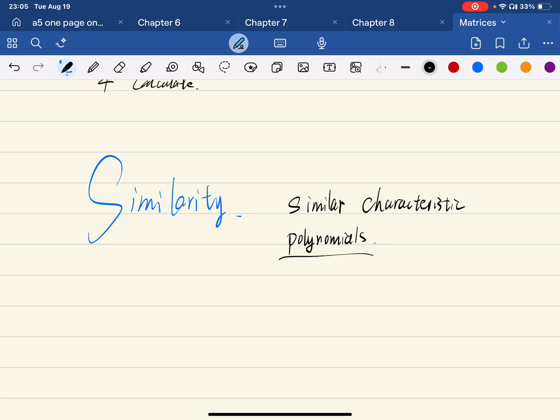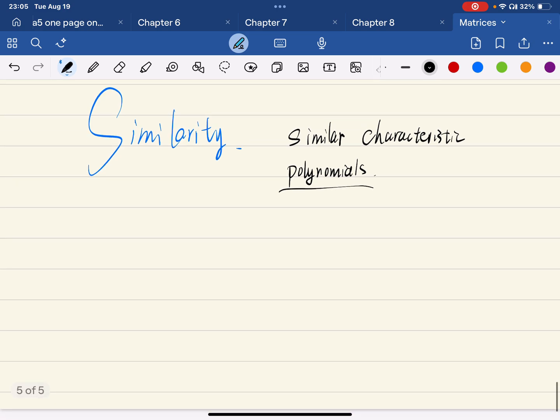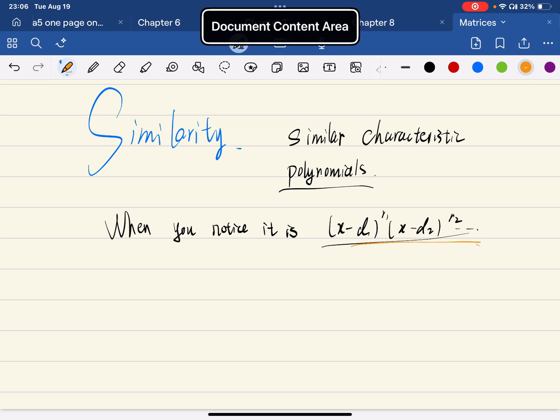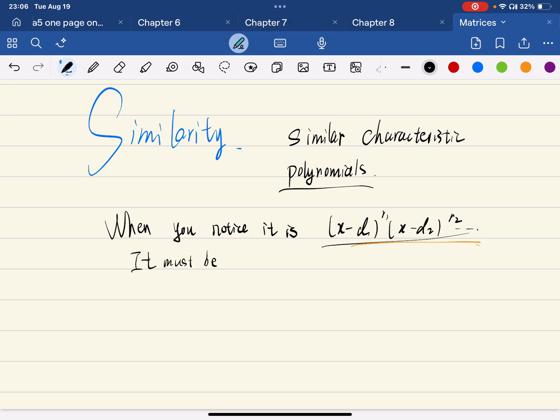So a better way to think of it being triangularizable is when you notice it is of this form, and you say, oh, it must be similar to the triangular matrix. Well, the proof is left as an exercise.